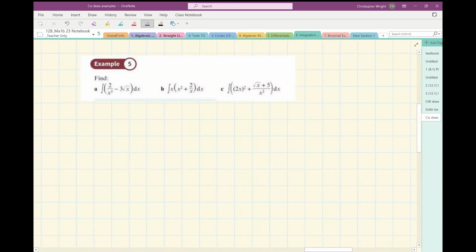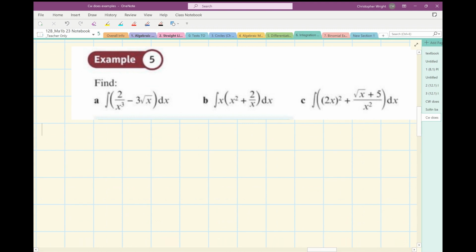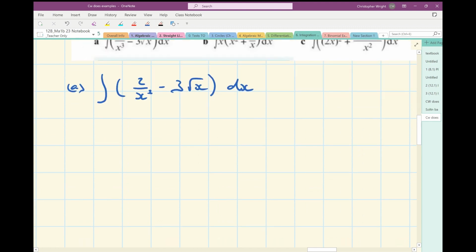Example 5. Right, let's have a look. In part A, I need to integrate 2 over x cubed minus 3 root x with respect to x. Now I'm going to rewrite that as 2x to the power of minus 3 minus 3x to the power of a half, because then I'll find that easier to integrate.